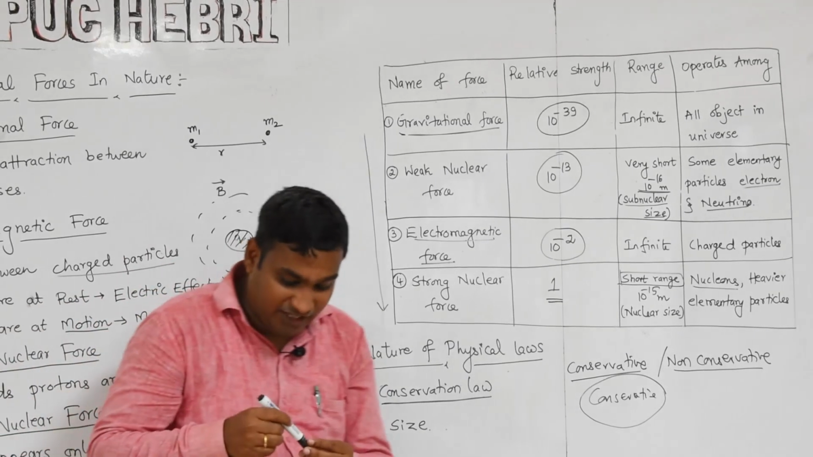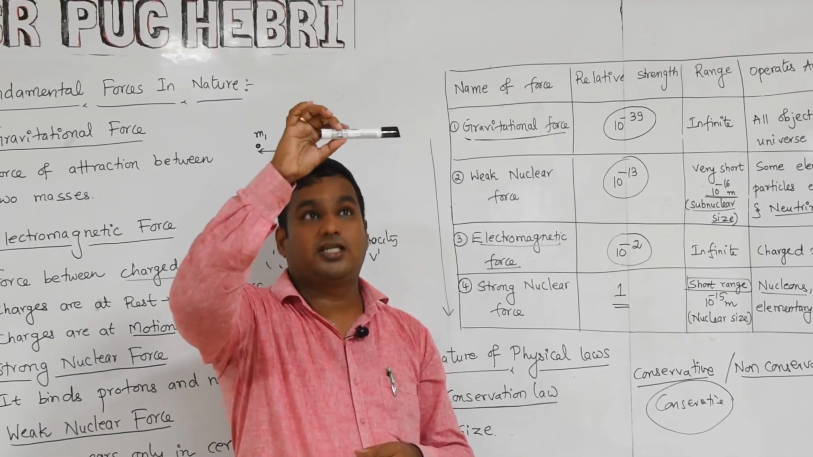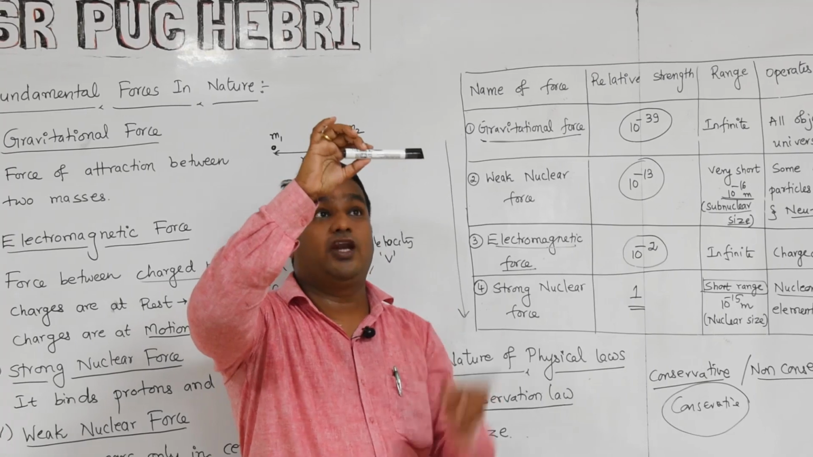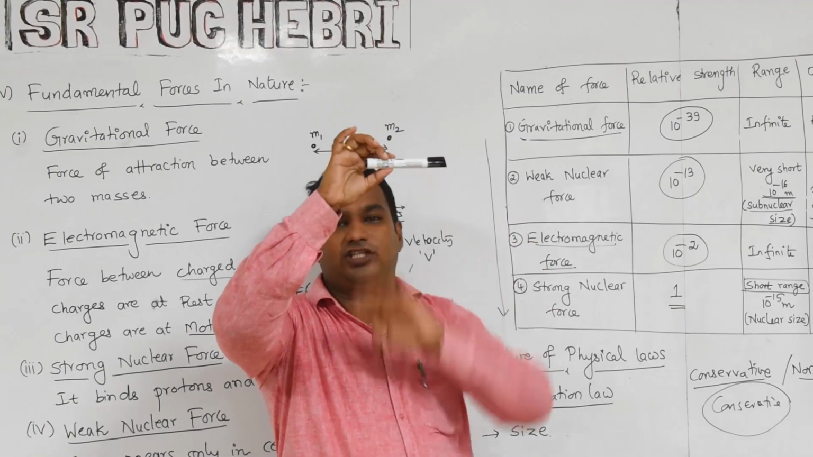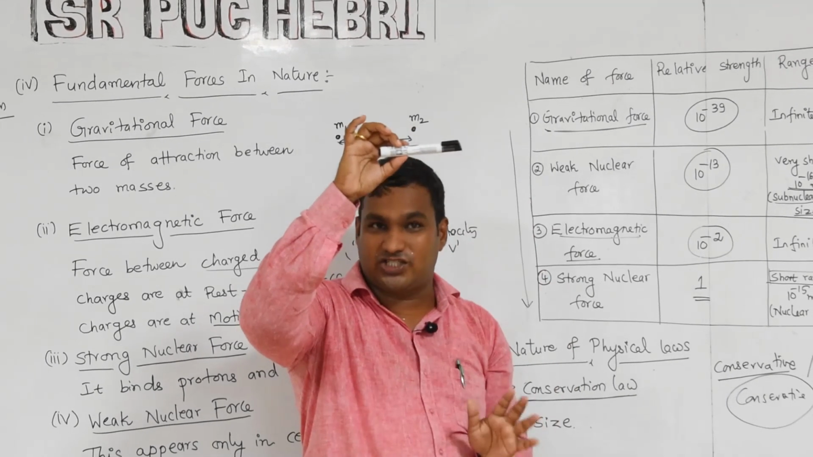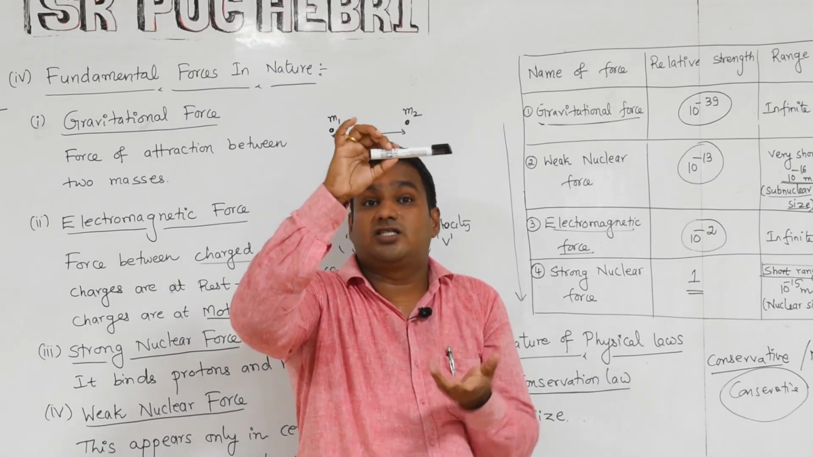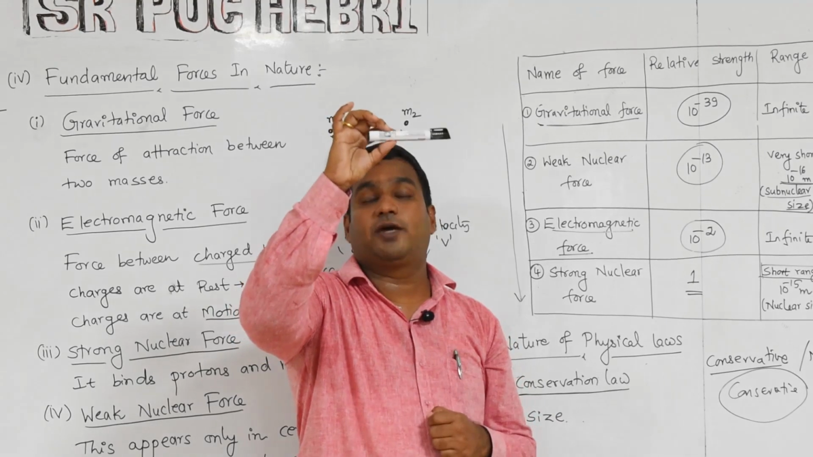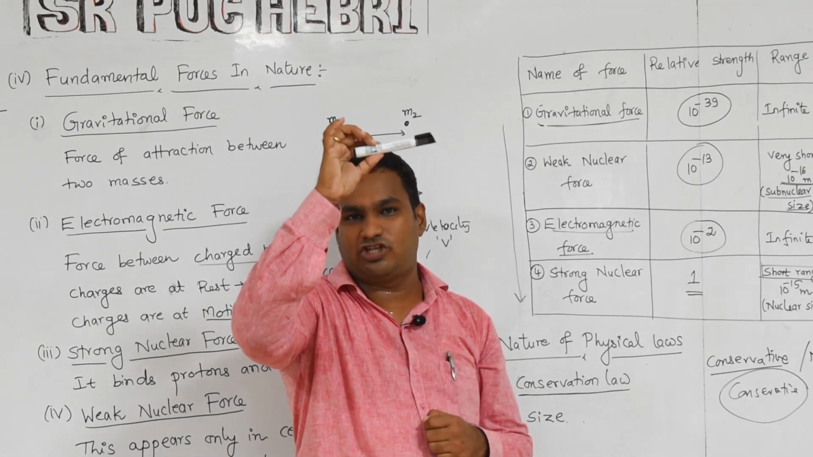Just imagine if I consider this pen is at a particular height. This pen has only one kind of energy. That energy we call potential energy. Because the pen is in the state of rest, there is no velocity, so we can't say kinetic energy. Automatically this pen has only one kind of energy, we call it potential energy.